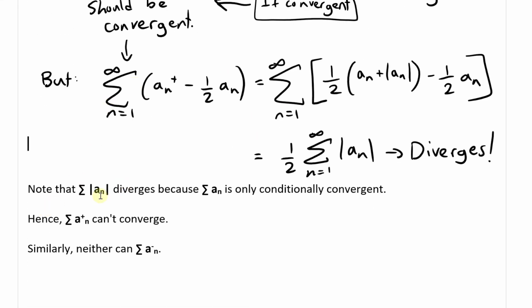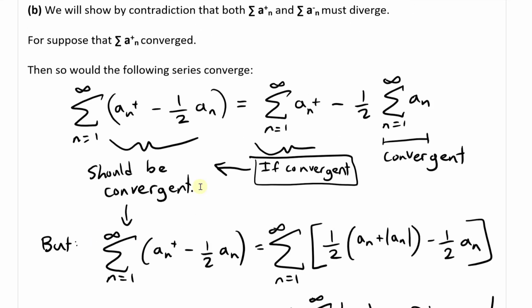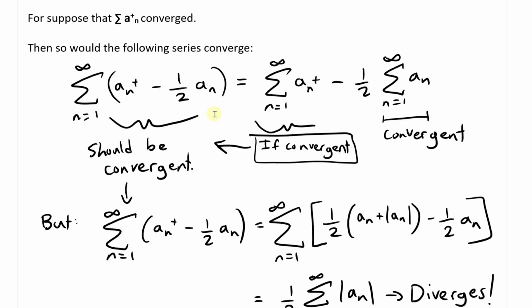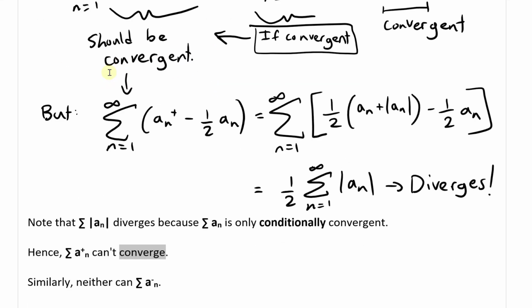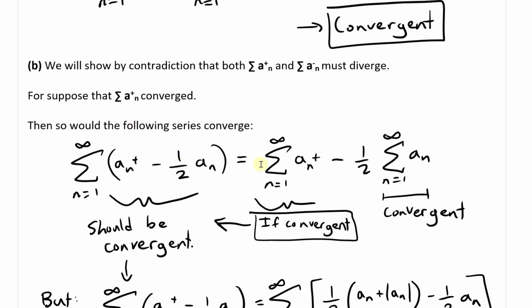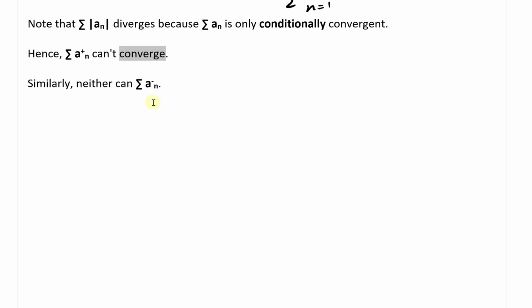Note that the series of the absolute value of an diverges because the series an is only conditionally convergent and not absolutely convergent. So hence the series an plus can't converge. Otherwise, this would be convergent, as I discussed in my earlier theorem about combining infinite summations of convergent series. Similarly, neither can the series of the negative terms, an minus.